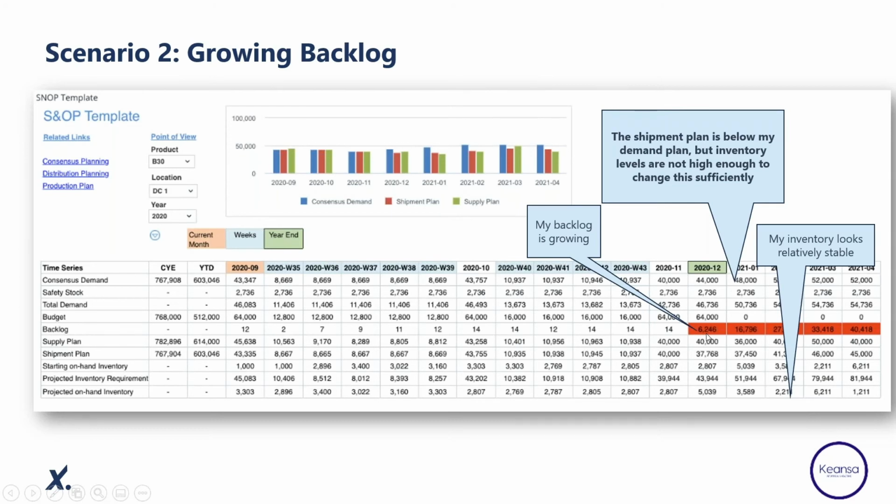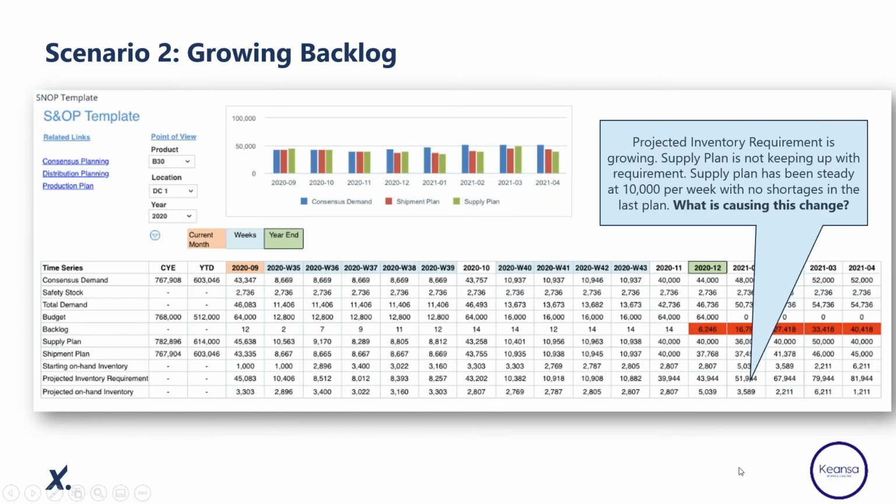Our projected inventory requirement is growing, but we're not keeping up. Our supply plan is steady. It's what it has been in the last little while, about 10,000 units per week with no shortages. So what is causing our problem then? Why is our projected inventory requirement growing? We keep needing more and more, even though our plans have been stabilized.